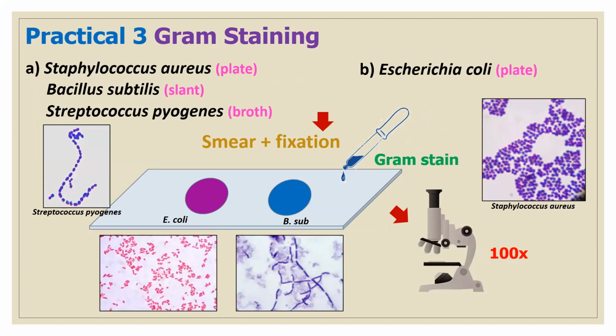And for the second practical, I would like you to do the gram staining of the bacteria. I will be giving you gram negative and gram positive bacteria. For this experiment, actually, I will not tell you which one is the gram positive and gram negative bacteria, but I would like you to observe them by yourself. For the Staphylococcus aureus, I will be providing you in a plate. And for the Bacillus subtilis, it will be grown on a slant agar. For Streptococcus pyogenes, it will be grown in the broth culture. And for the Escherichia coli, it will be grown on a plate as well.